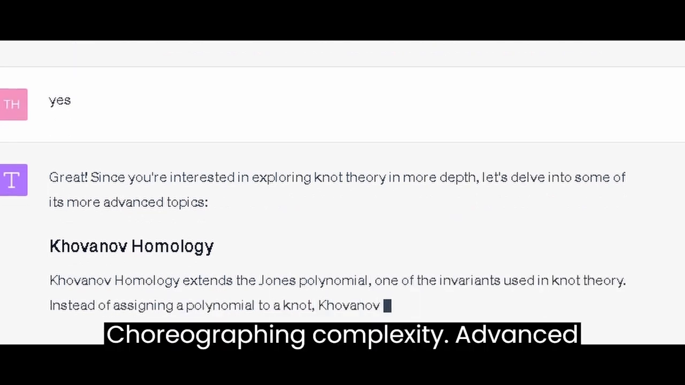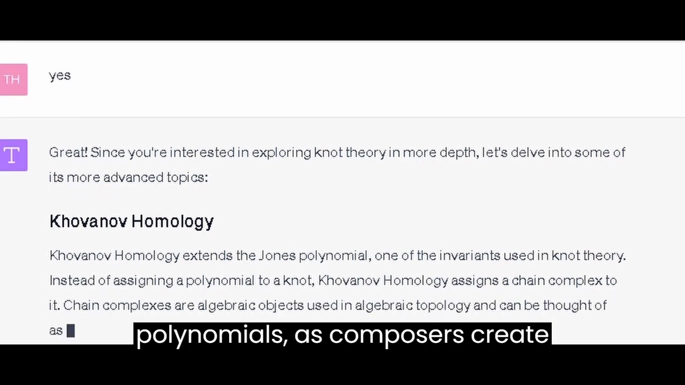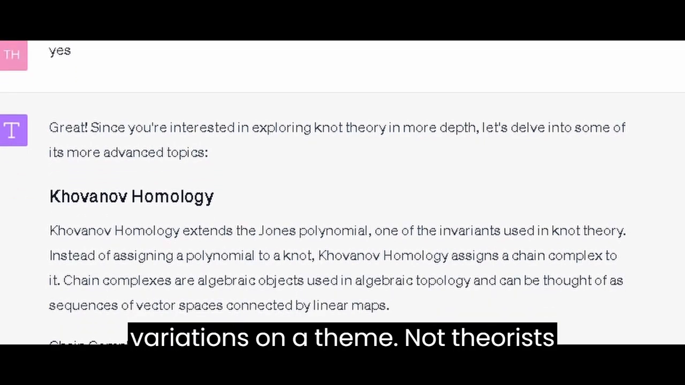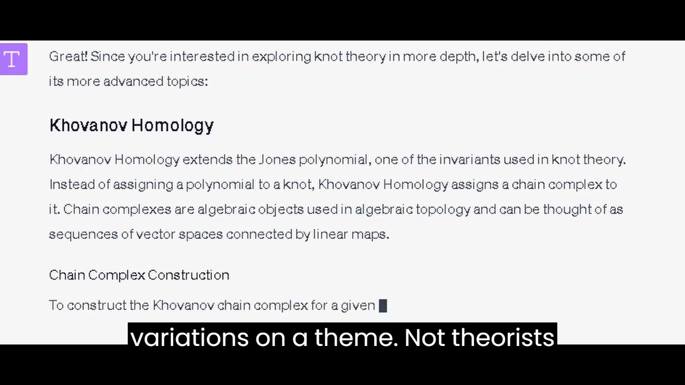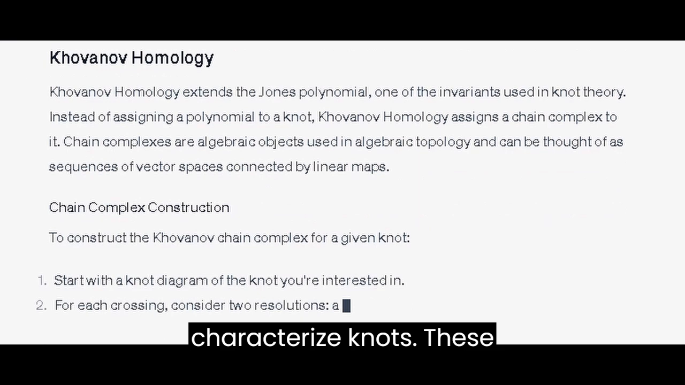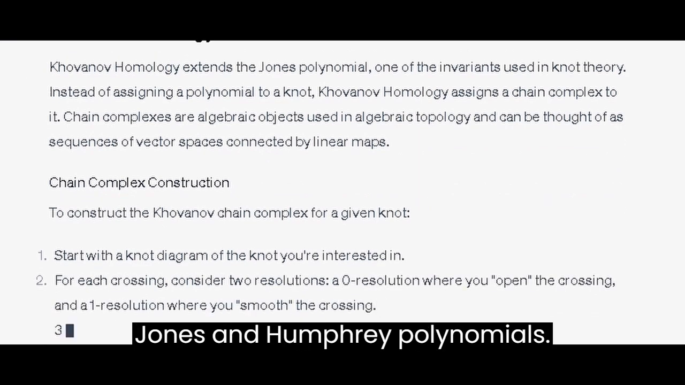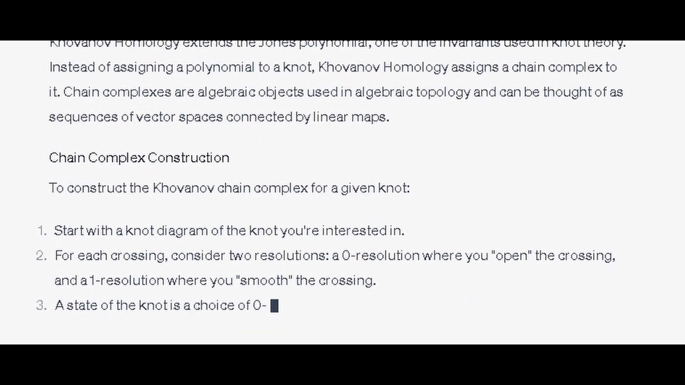Choreographing complexity. Advanced topics. 1. Knot polynomials. As composers create variations on a theme, knot theorists develop different types of polynomials to characterize knots. These include the algebraic signatures like Jones and HOMFLY polynomials.